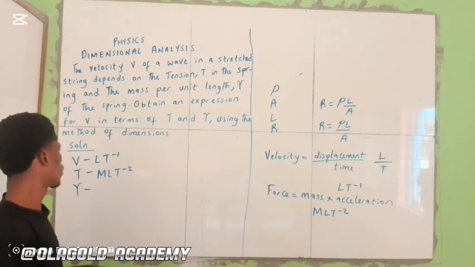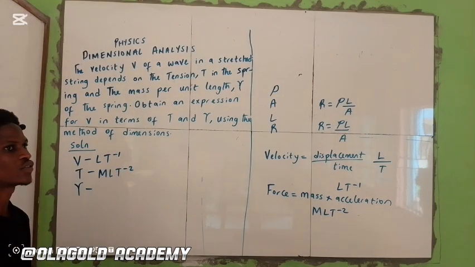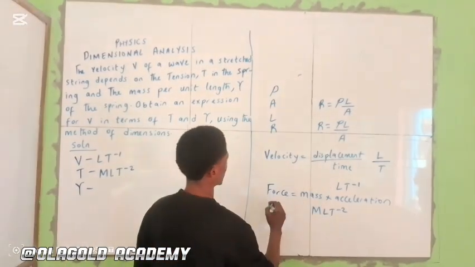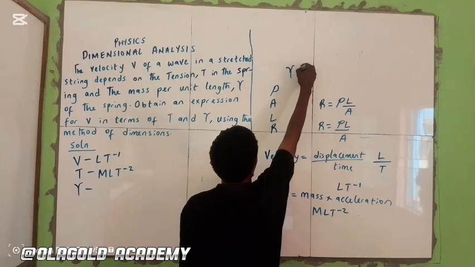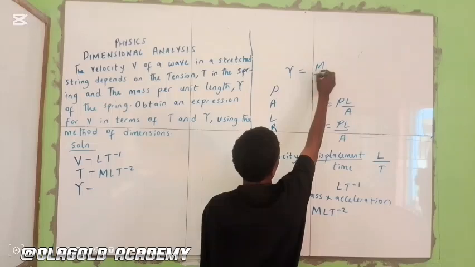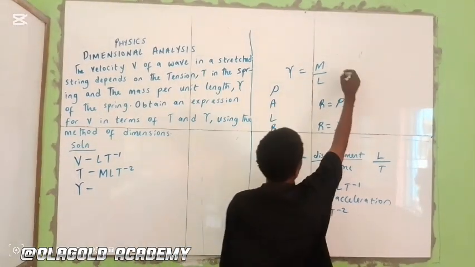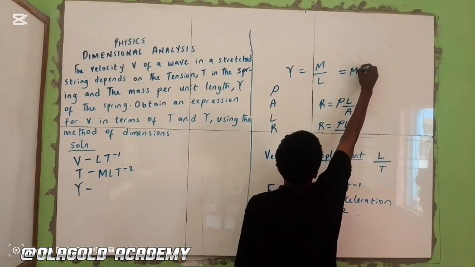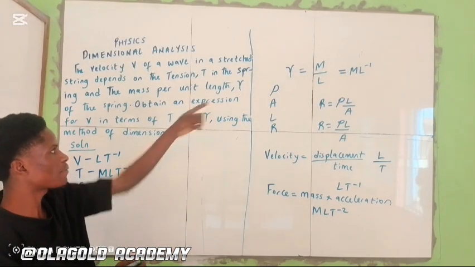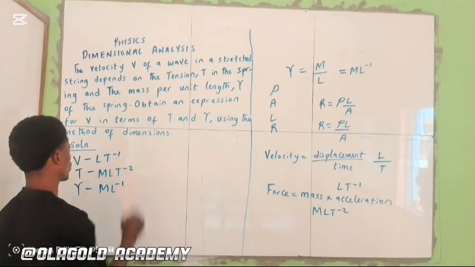Now the next thing we're looking at is gamma, which is mass per unit length. So we can express gamma as mass per unit length, which means mass over length. If this is true, then we have the dimension to be equal to ML raised to the power of minus 1. Okay, so for gamma we have ML raised to the power minus 1.